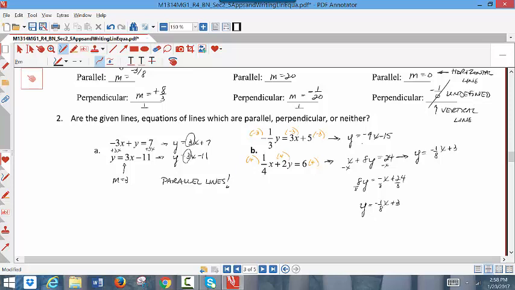So the slope of the top line is negative 9, and the slope of the bottom line is negative 1/8. They're not reciprocals of each other. First of all, they're not opposite in sign. One would have to be positive and one negative for them to be perpendicular. So I guarantee you they're not perpendicular. And they're not the same, so they're not parallel. So this one is neither parallel nor perpendicular.